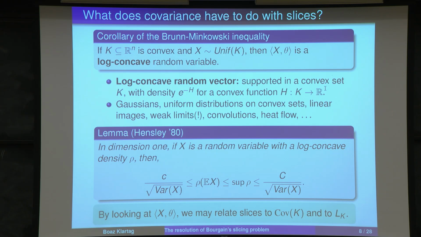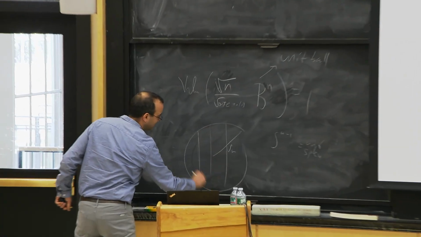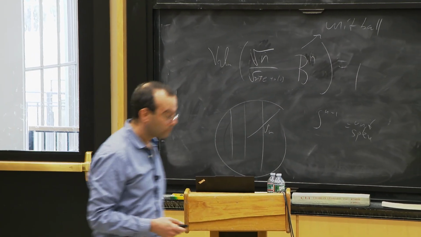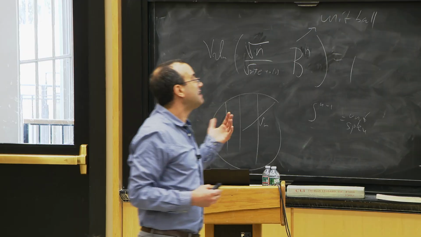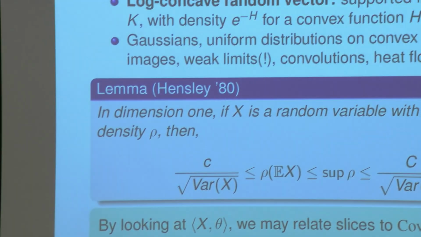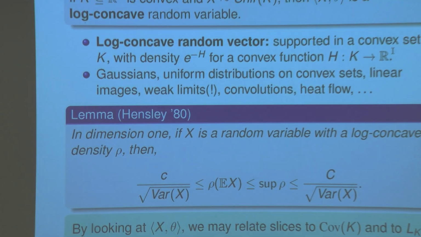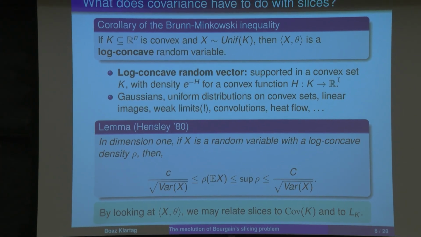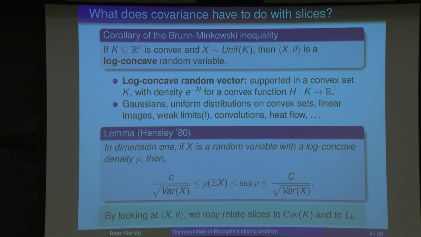This just follows from the density: you say that it's a convex set, so the volume here plus here is larger than here. So you get that the density takes this form, a log concave density. And there are many examples of log concave random vectors in Rn. Gaussian measures are log concave, uniform measures on convex sets are log concave, and it is a nice class of functions, closed under many operations.